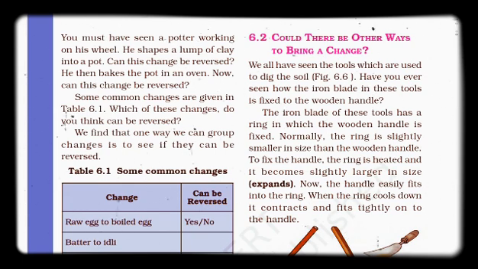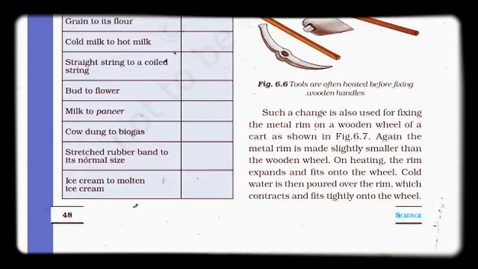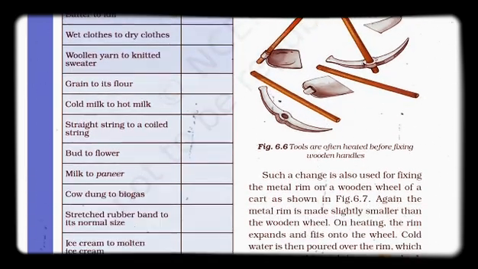To fix the handle, the ring is heated and it becomes slightly larger in size, it expands. Now the handle easily fits into the ring. When the ring cools down, it contracts and fits tightly onto the handle. Tools are often heated before fixing wooden handles.